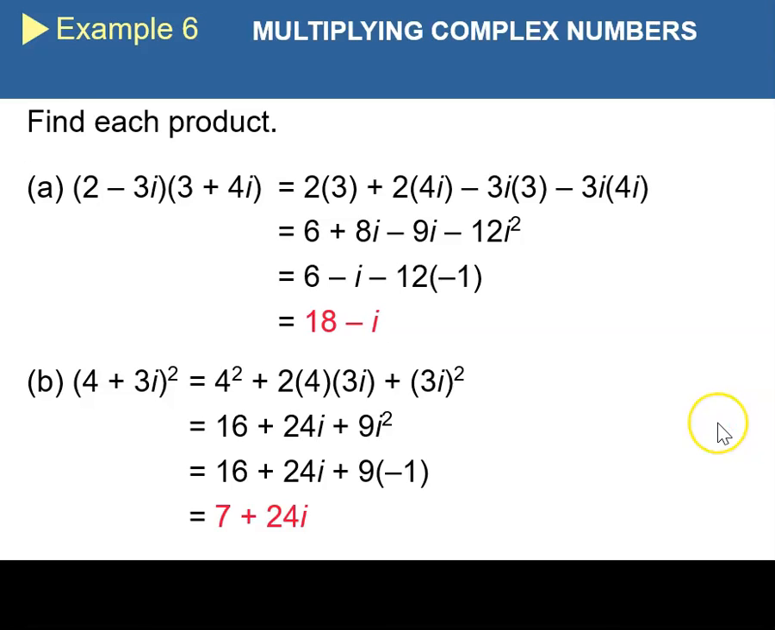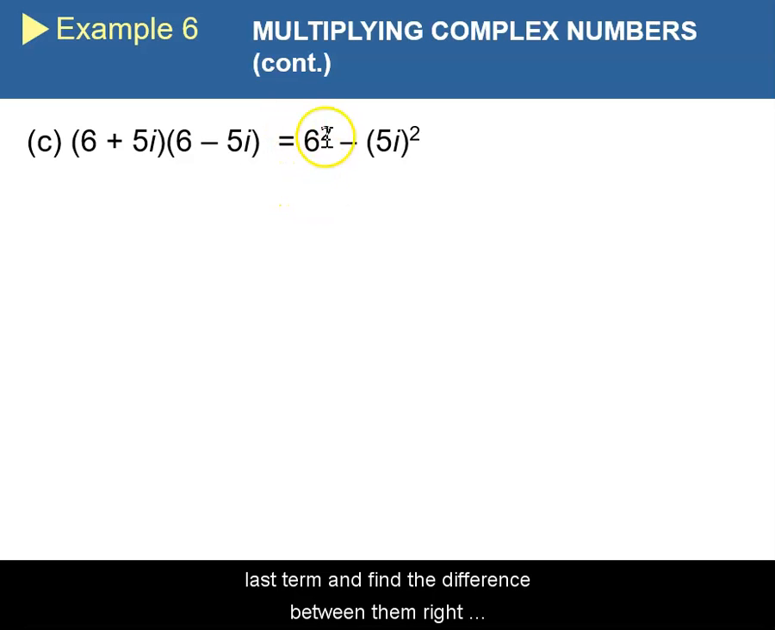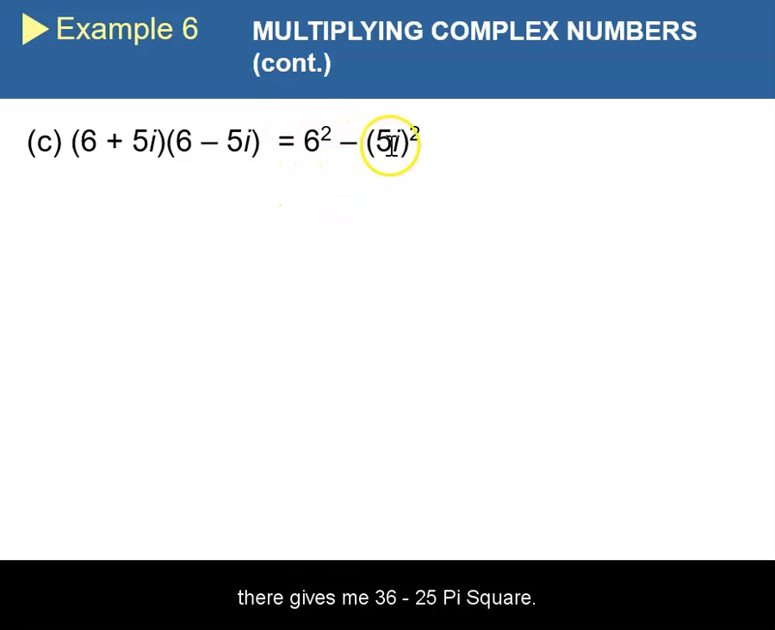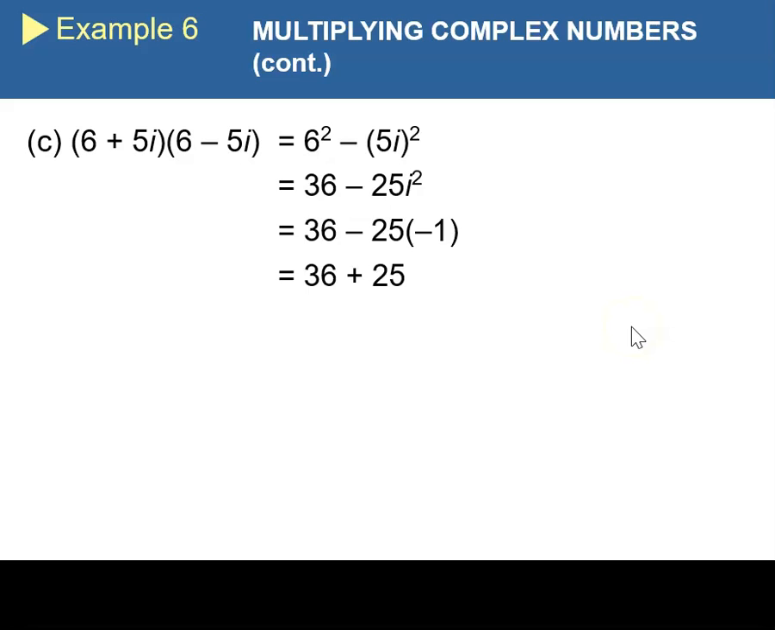Okay, same thing here. This is the difference of squares. So this is when you can square the first term and square the last term and find the difference between them, right? So that gives me 36 minus 25i squared. 25i squared turns it into a negative, so a negative is positive. So this is really 36 plus 25, okay, which is 61.